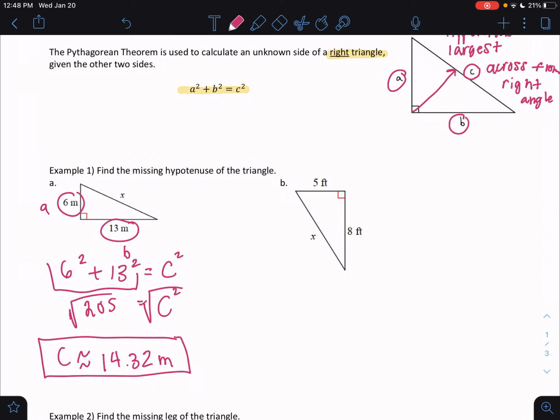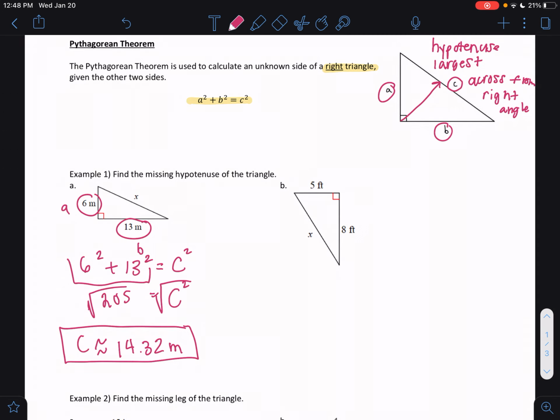Now the reason we estimate these square roots is to help us make sure that our answers actually make sense. Because if we got, let's say, 100 for our answer, that wouldn't make any sense with other side lengths being 6 and 13. So we need to make sure that our answer makes sense and that it's also bigger than the other two because we're finding the hypotenuse here, which is the largest side.